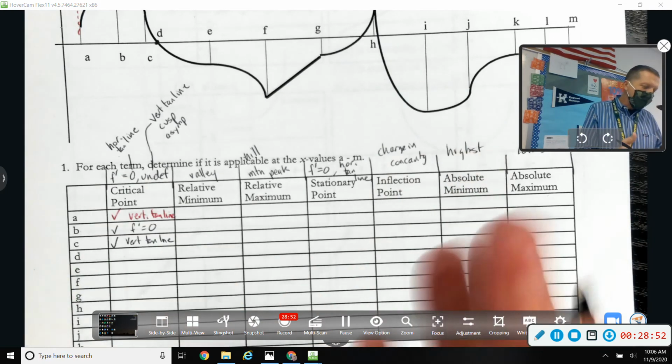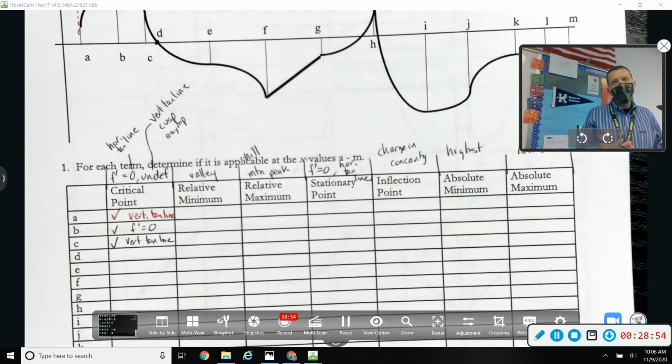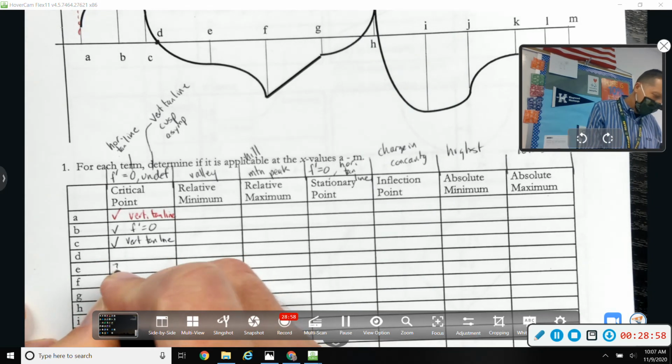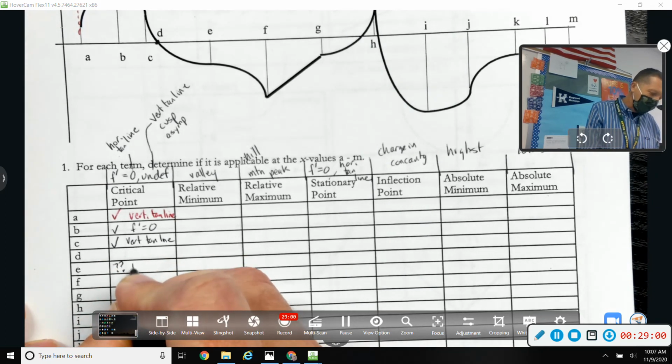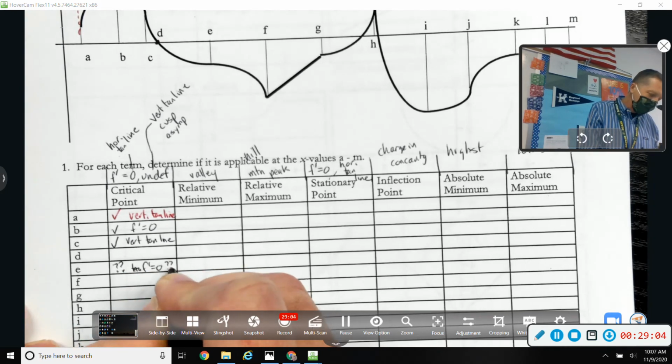So I like this graph because it makes you think, but I don't like this graph because it's hard to tell on some of these. Maybe just a question mark. How about that? F prime equals 0? Question mark? I don't know. Can't tell.